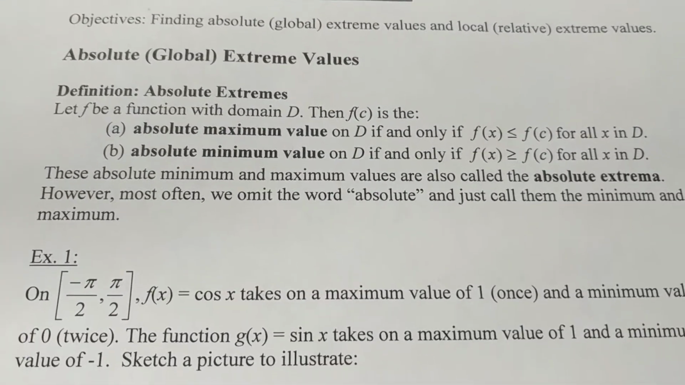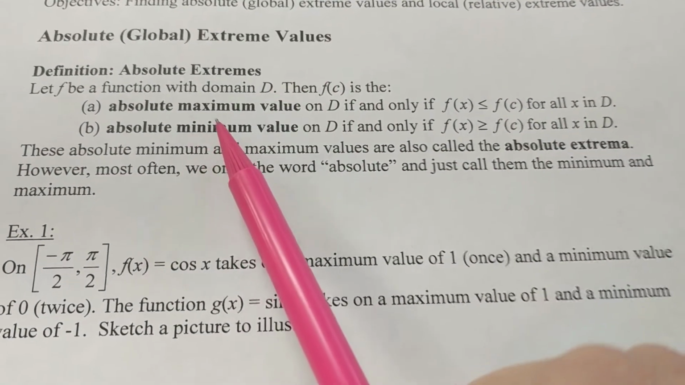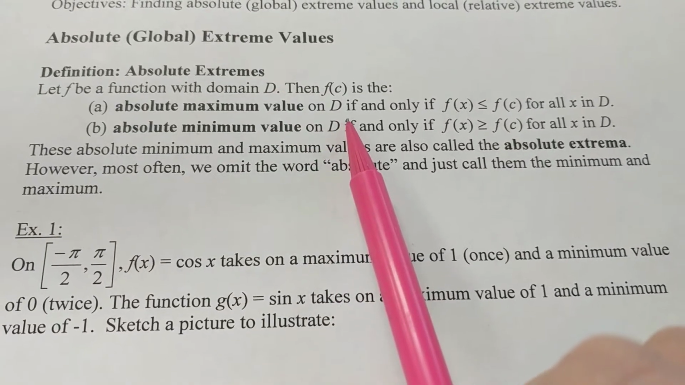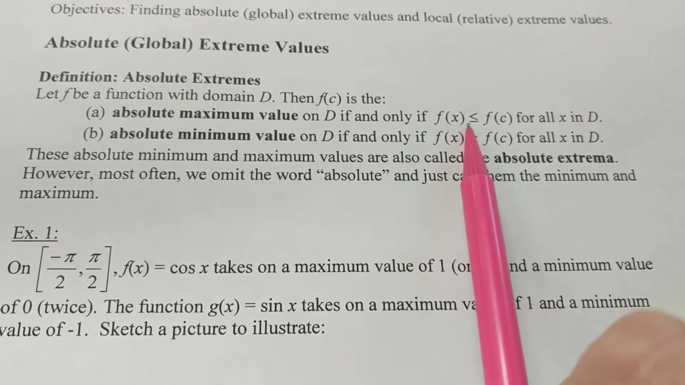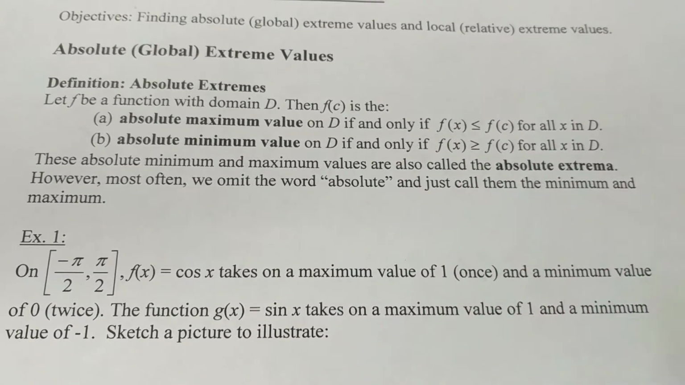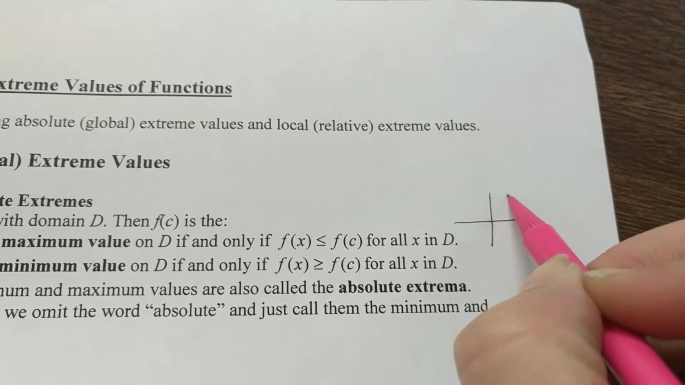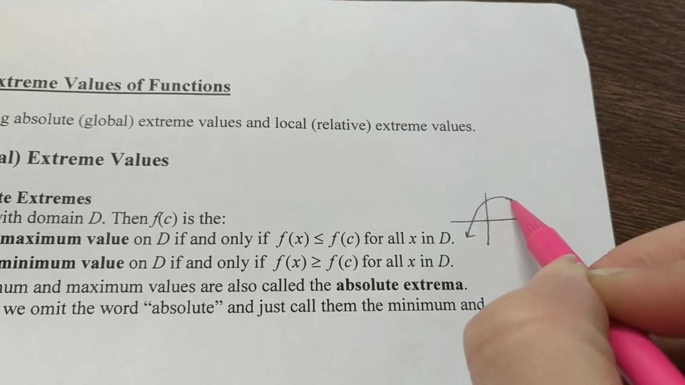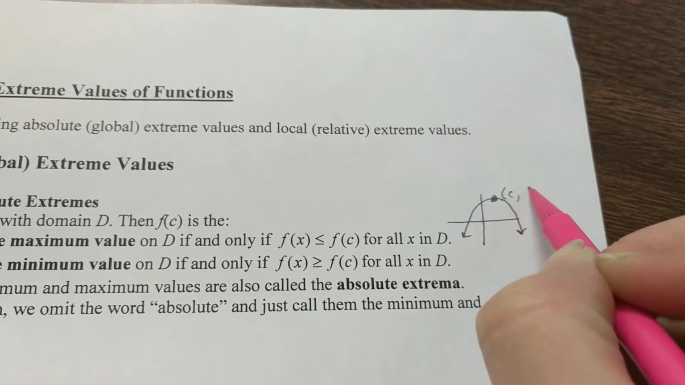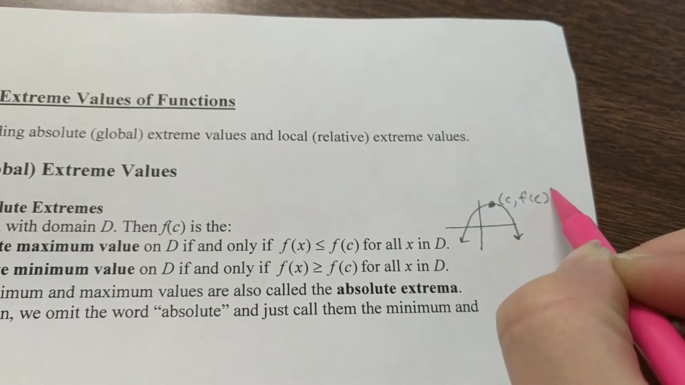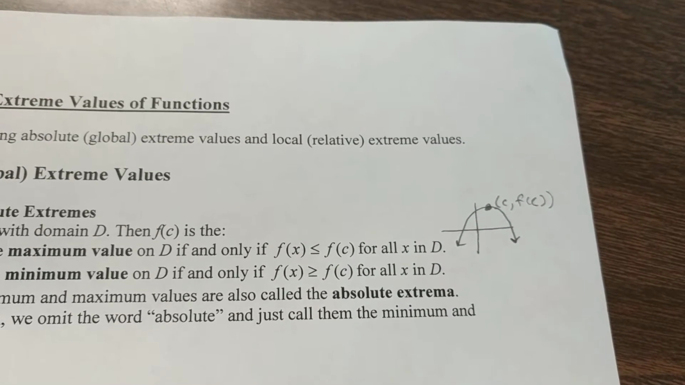So the definition says if f is a function with domain D, then the absolute maximum value on that domain happens when the rest of the function is smaller than a certain value. So if we were to sketch a picture of what that looks like, here's this function. Everything on this function is smaller than this point c, f of c. So that makes this one a maximum value.